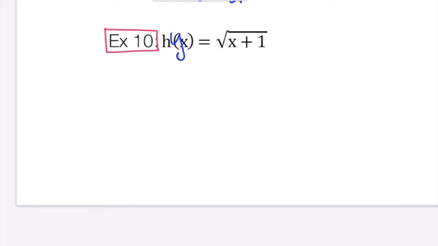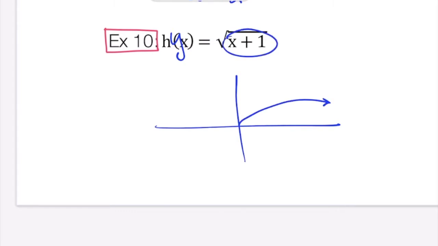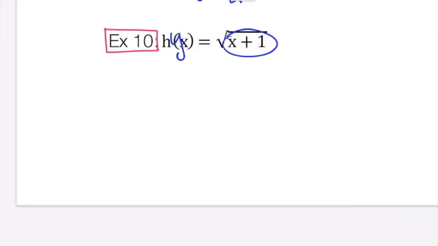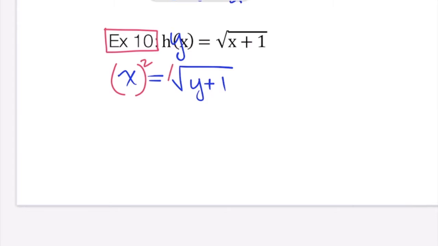Now notice this one doesn't have a restricted domain because remember, square root functions, the parent function looks like this. So all that's happened here is there's a plus 1 inside the function. So all that's happened is that this has been translated back 1, or to the left 1. This is one-to-one, so we don't have to restrict the domain, at least on the original function. So here we're going to do x is equal to, instead of x plus 1 here, we'll put y plus 1. Now if we want to undo a square root, what we do is square it.